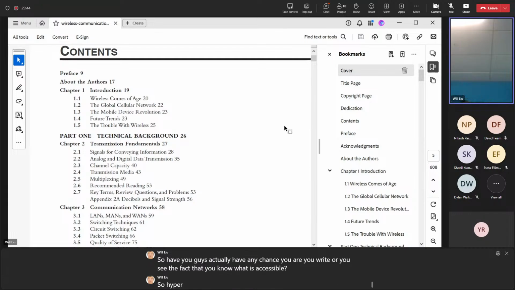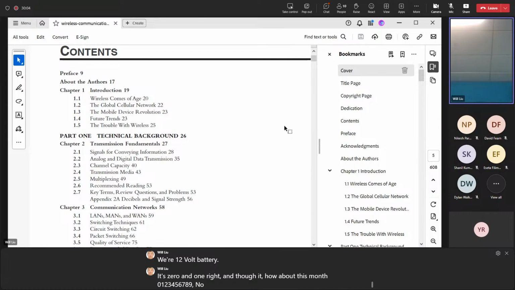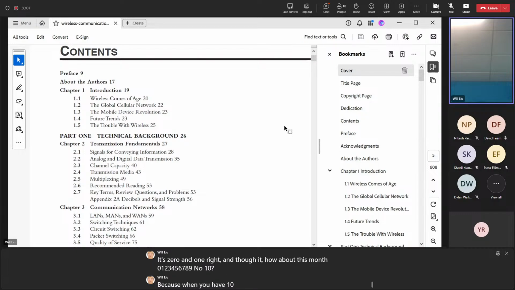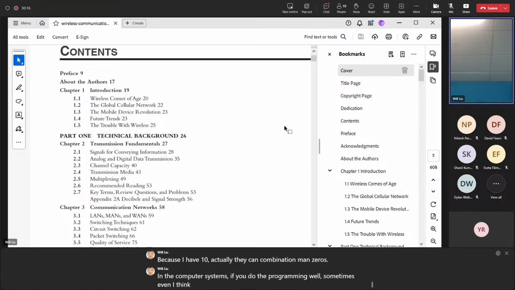The hexadecimal is, okay, we talk about binary. It's 0s and 1s, right? And then we talk about decimal. It's 0, 1, 2, 3, 4, 5, 6, 7, 8, 9, no 10, because when you have 10, you can have a combination of 1 and 0. In computer systems, if you do programming, or sometimes even you networking guys, we're using hexadecimal as well.